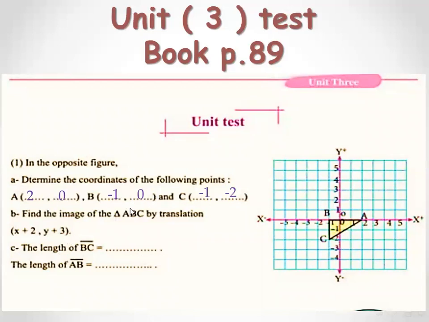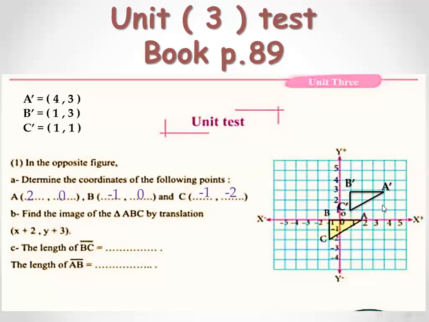This means I'm going to take each point and add 2 to x, add 3 to y. My points are going to be A dash, the image of A, 2 plus 2 equals 4, 0 plus 3 equals 3. B dash is the image of B, negative 1 plus 2 equals 1, 0 plus 3 equals 3. C dash is the image of C. I'm going to add negative 1 to 2. My answer is 1. Negative 2 plus 3, the answer is 1.